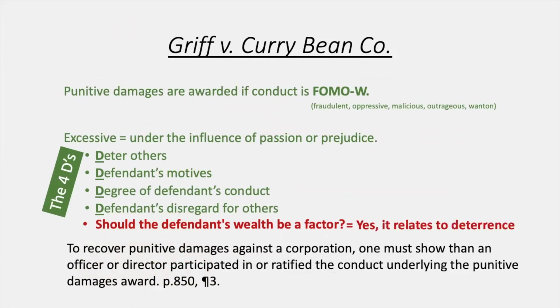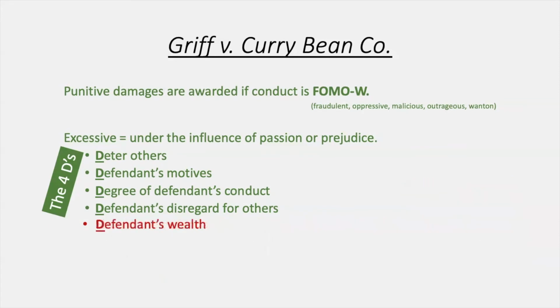And the answer is, well, yes, it relates to deterrence, like I just said. Wealthier companies might have to pay higher punitive damages to be deterred. So if Curry is worth more, you have to pay higher punitive damages to prevent them from doing it again. If they're worth less and the punitive damages are too high, it becomes punishment where they're going to be put out of business. So defendant's wealth is considered, which means we actually have 5 Ds that we look at as factors when determining the excessiveness of punitive damages.